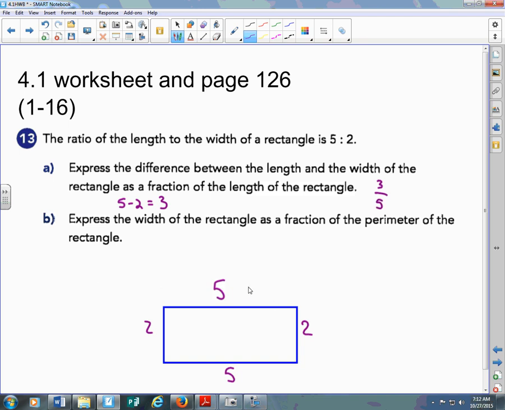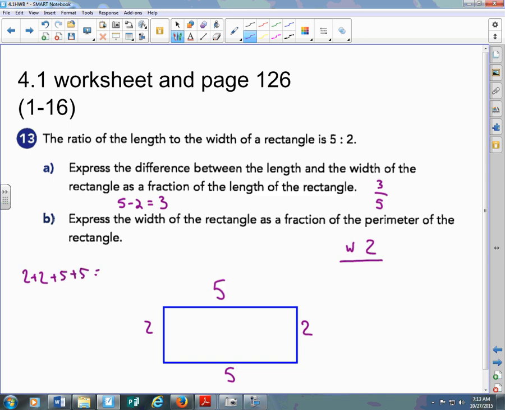Moving on. Express the width of the rectangle as a fraction of the perimeter. So we know that the width is 2. But we have to find the perimeter. How do we find the perimeter? Perimeter is the distance around a shape or an object. So we would add up all the sides. 2 plus 2 plus 5 plus 5.